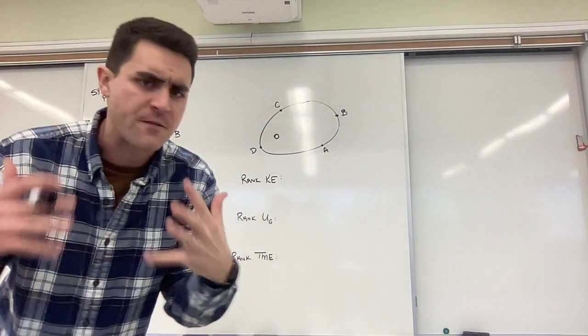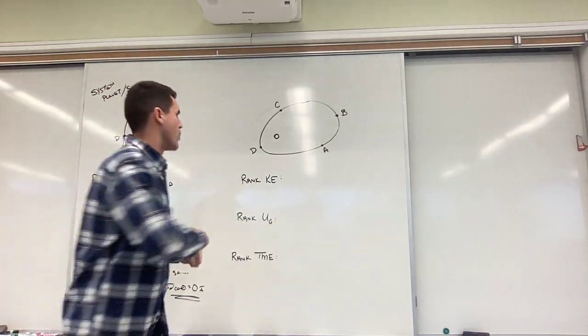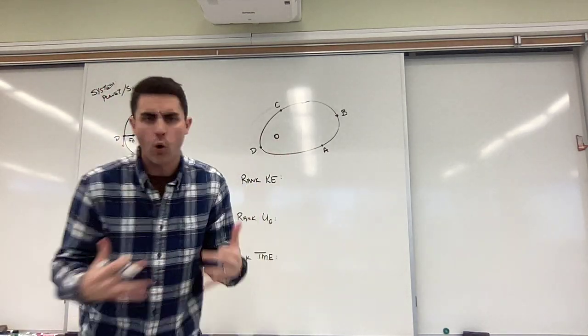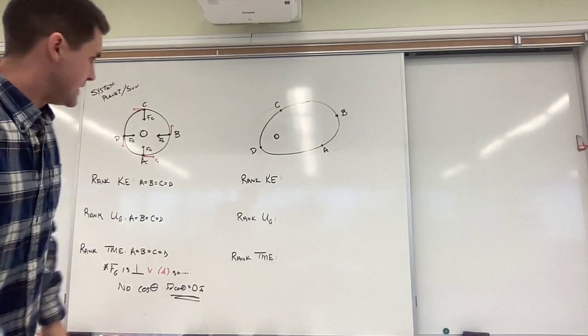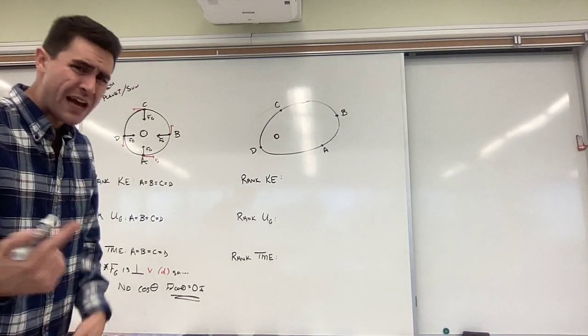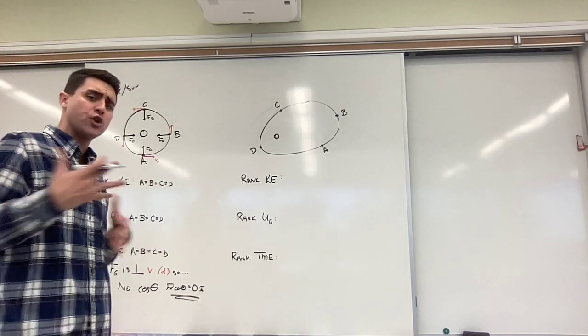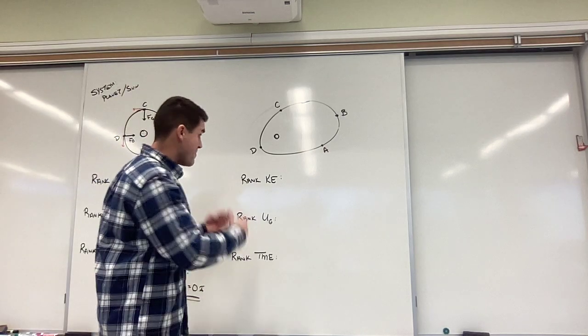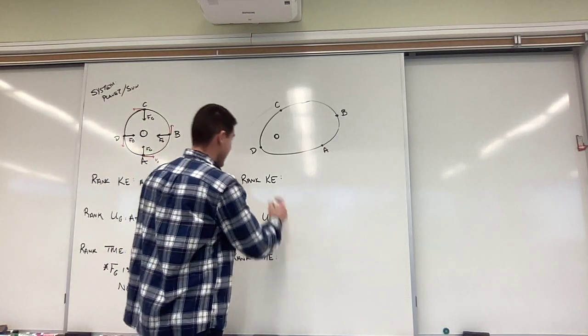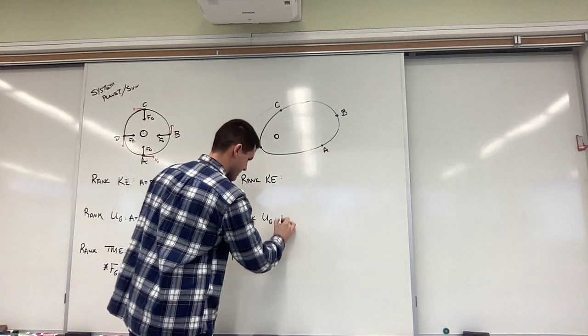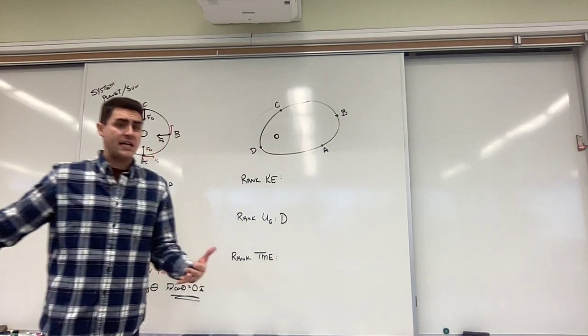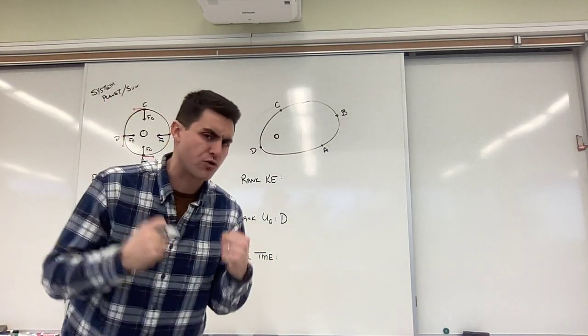As I get further and further away from the sun, as the radius increases, I know that the force on those planets decreases. So if I'm going to rank UG, I've got to rank them based on their location relative to that planet. The one that is closest to the planet is, in fact, D. D has the most gravitational potential energy. The force is strongest there.